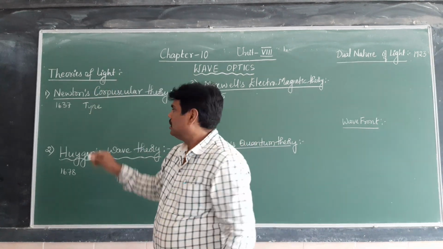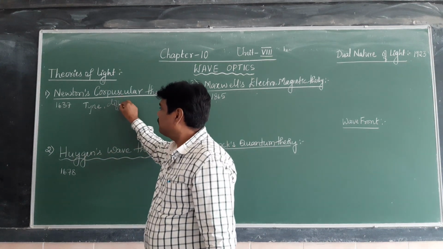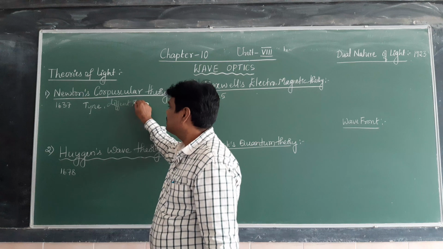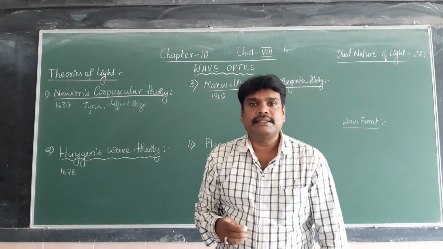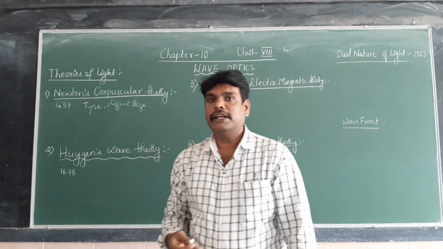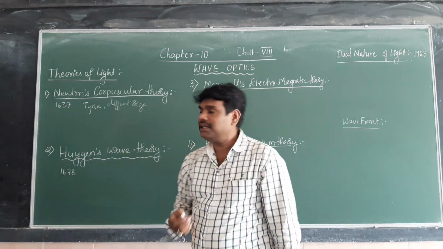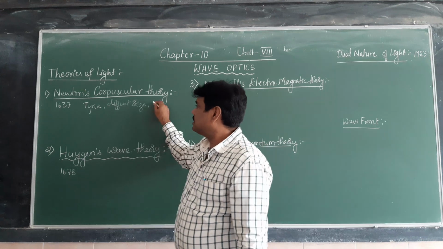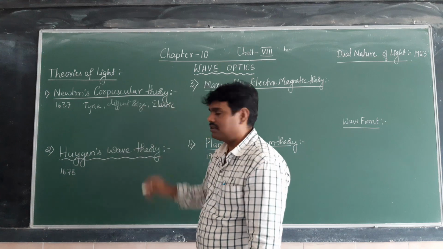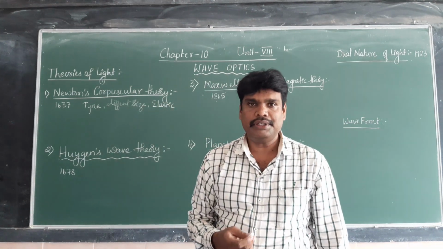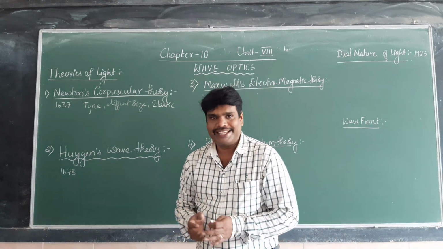The second condition is that these particles are of different sizes. With the help of different sizes, he explained different colors. Different corpuscles having different sizes indicate that light has different colors. And these particles are highly elastic in nature. You know what is elasticity: after the removal of the deformation force, if it comes back to the original state, then it is called elasticity.